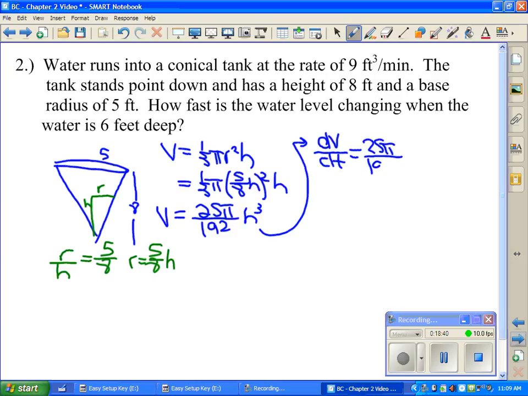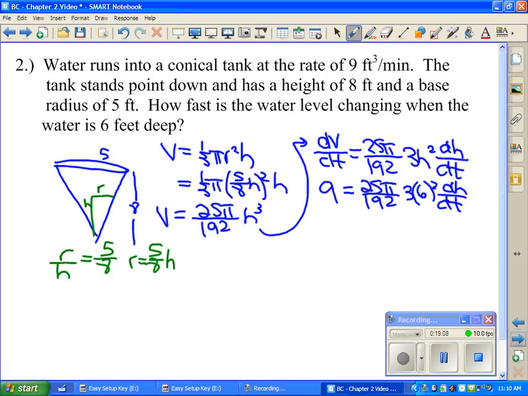And then you go back to your original to see what information is given. Water runs into the tank at a rate of 9 cubic feet per minute. So if you look at the units, that has to be a volume number. 9 equals 25 pi over 64 h squared dh dt. Water level is changing when it is 6 feet deep, so that's our h. And now you can solve for dh dt. So dh dt equals 0.204 feet per minute.